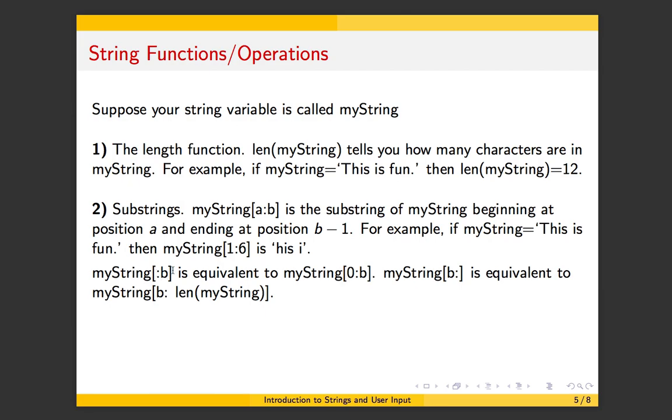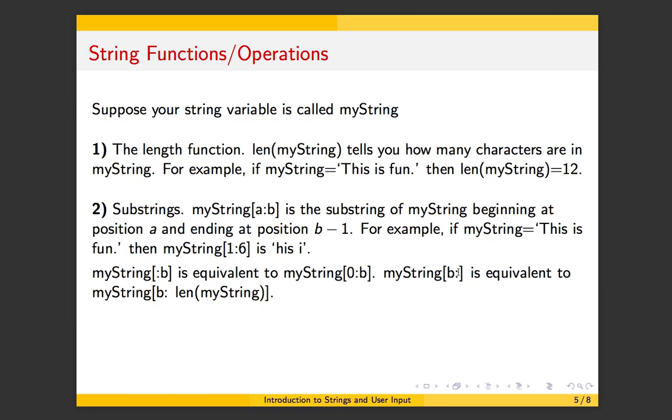Okay, so you can sometimes just omit one number or the other if you want to. So my string colon B is equivalent to just putting a 0 right there. That's like saying start at the first position and go up to B minus 1. So there's an implied 0 right up front. Sometimes you just want to start at the beginning and go up to a particular position. You can do that using this syntax.